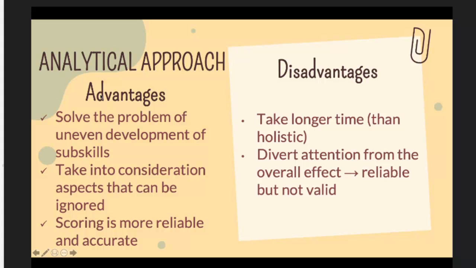Yeah. And disadvantage, it takes longer time because you have to score each category separately. So you have to score 4 points for one paper. And then it can divert attention from the overall effect. Cái này thì em không rõ lắm cô, em đọc em không hiểu. Divert attention from the overall effect to reliable but not that. Cái này nó liên quan đến là gì?